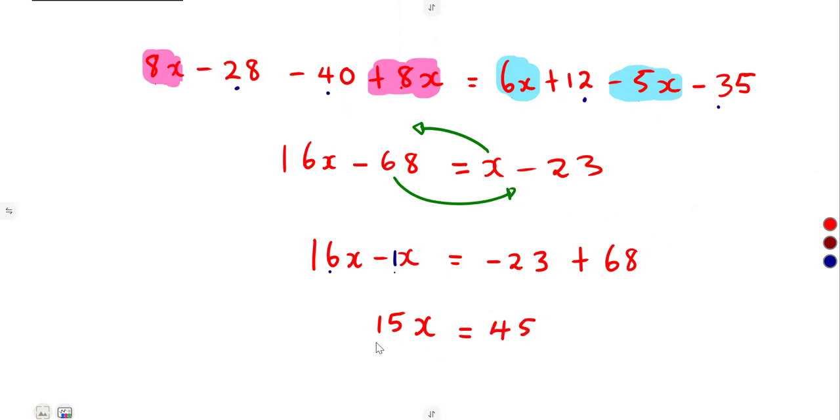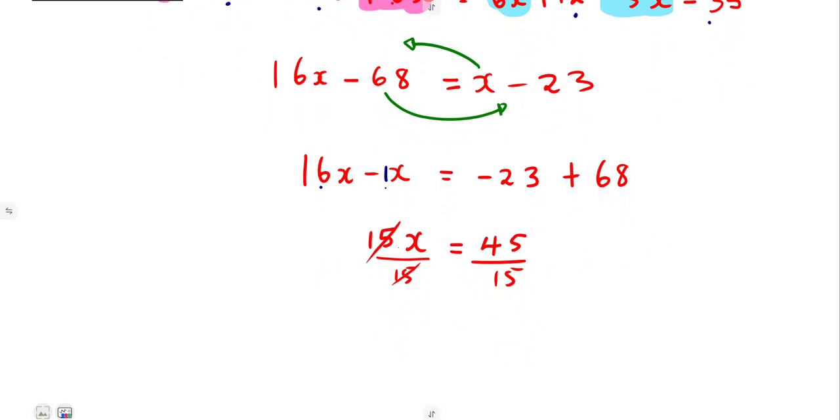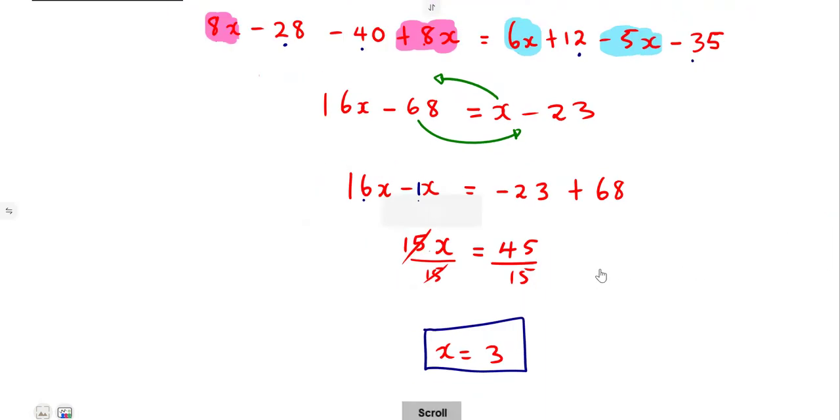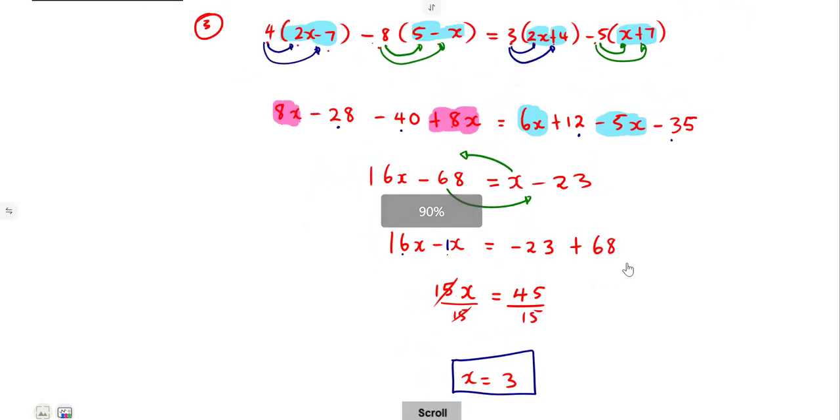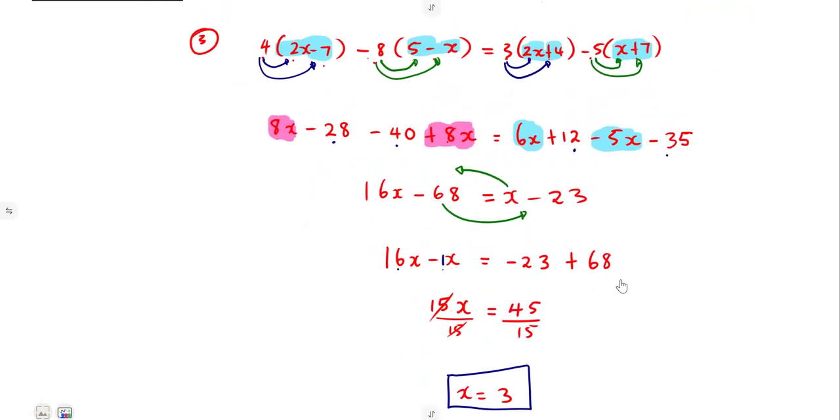We are back, guys. A single term. Divide by what you are having there on your product, by 15 on both sides. So this is going to cancel. So x is equal to 3. 45 divided by 15 is 3. One solution that we are going to have, since we are working with a linear equation, we are going to obtain one solution.